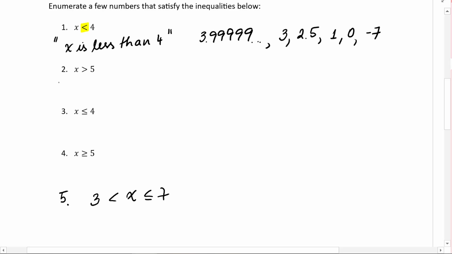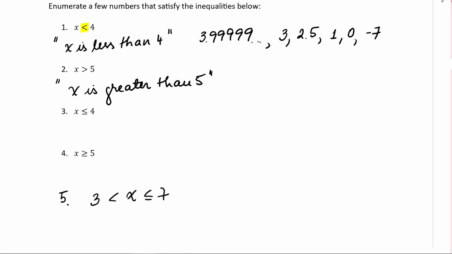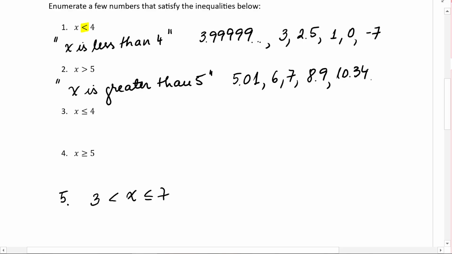If we look at the second problem, it says x is greater than 5. So basically, what are those numbers? Well, I can say 5.01, I can say 6, 7, 8.9, 10.34. I cannot say 3 because it is not greater than 5, it is less than 5. But as you probably noticed, I did not say 5 because 5 is not greater than 5. This symbol is telling me do not include that number.